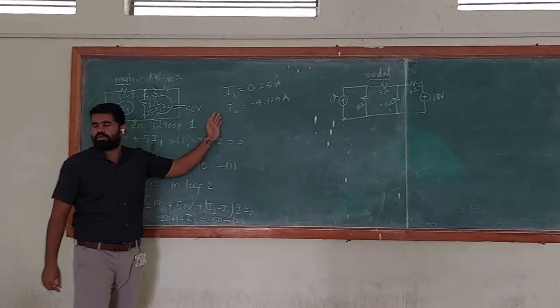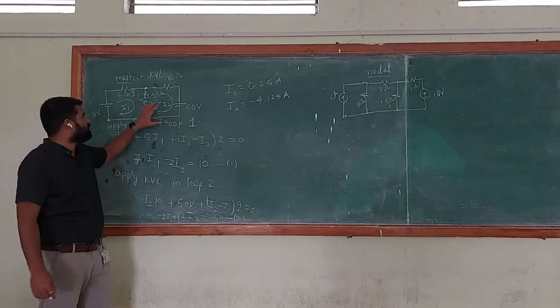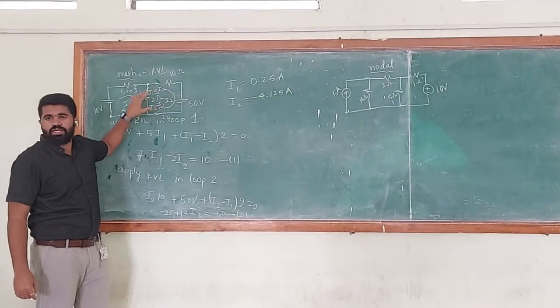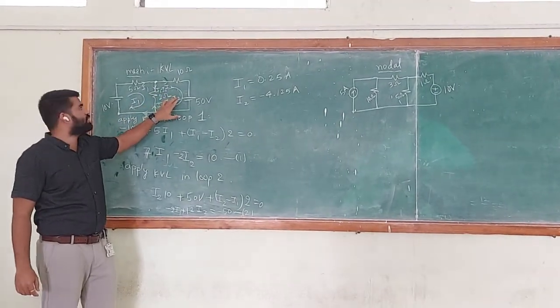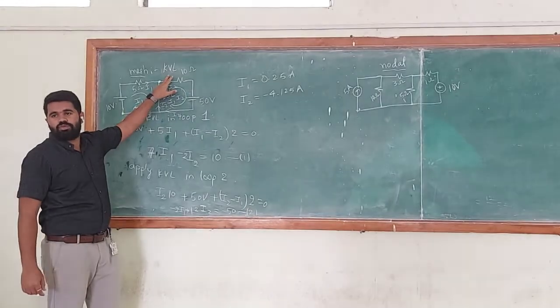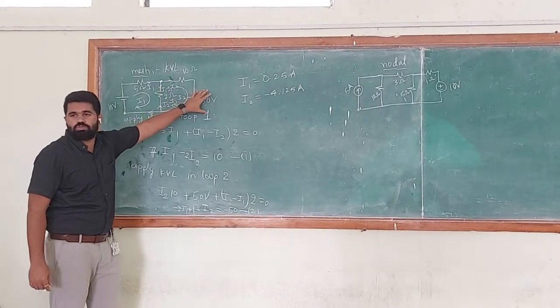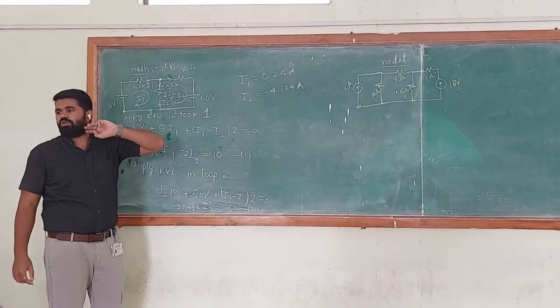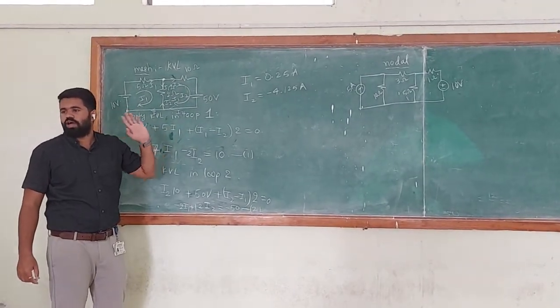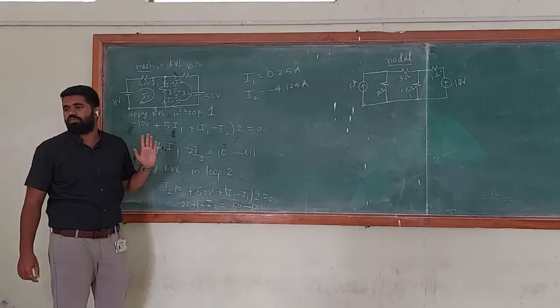Now I will explain once again. Please try to understand. First identify the loops and give the current directions, and then apply KVL. For any problem we can apply KVL. Here, if they give 3 loops, you go with 3 equations and 3 unknown variables I1, I2, I3. After solving these equations, you will get the current values.